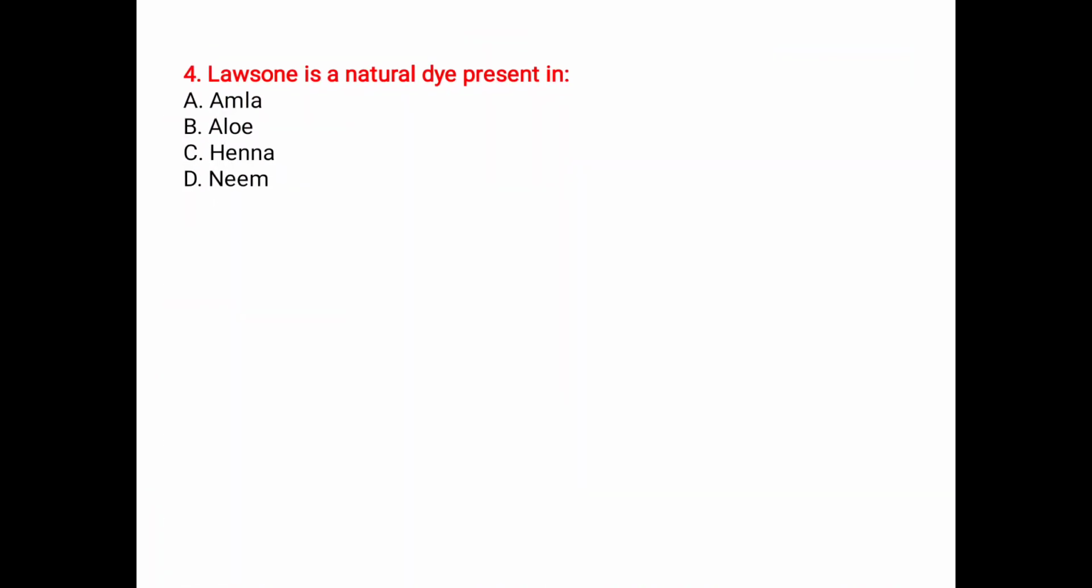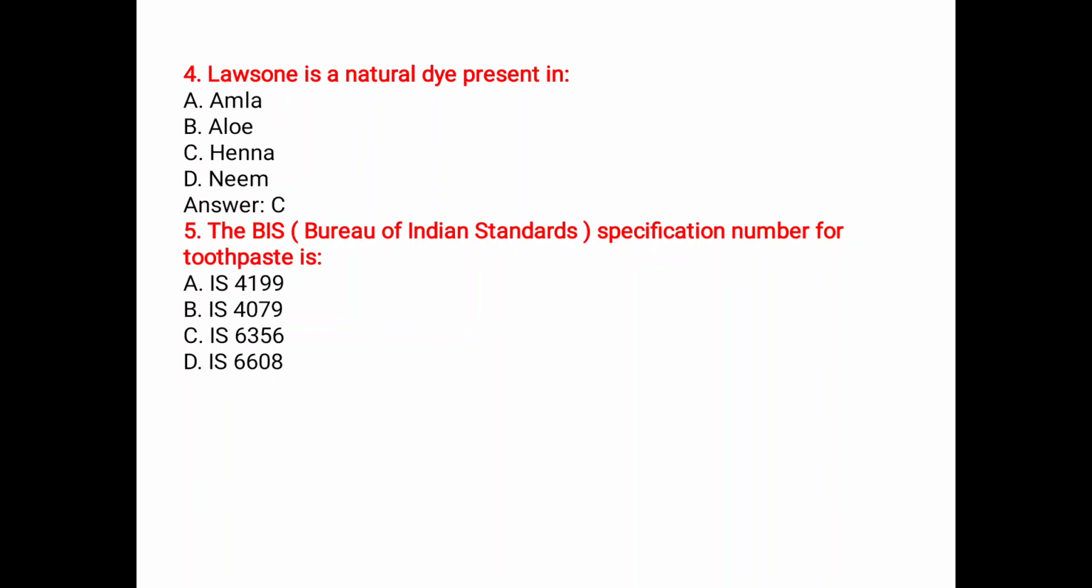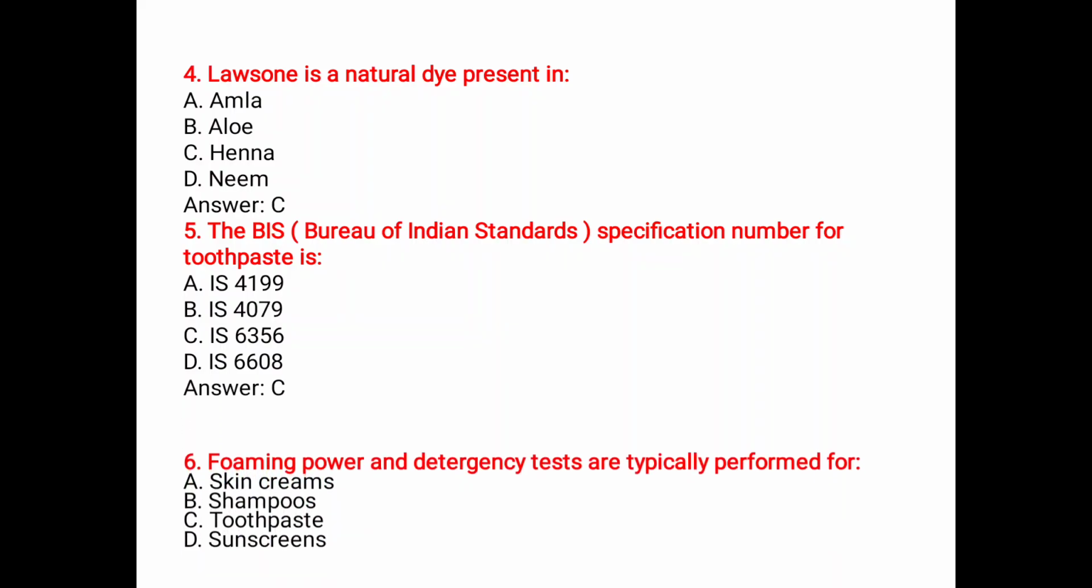Next, lawsone is a natural dye present in option A, amla, option B, aloe, option C, henna, and D, neem. So C is the correct answer. Henna. Next, BIS Bureau of Indian Standards specification number for toothpaste is A, IS 4199, B, IS 4079, option C, IS 6356, option D, IS 6608. So option C is the correct.